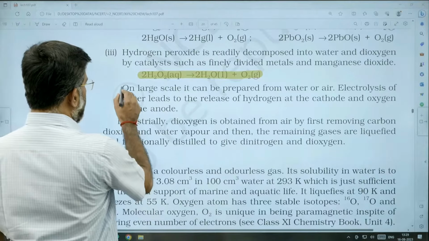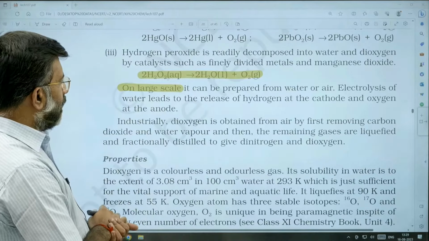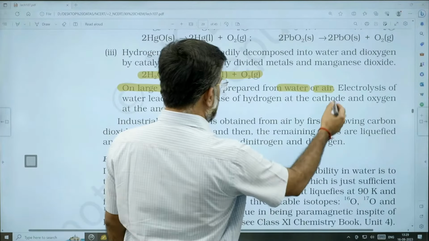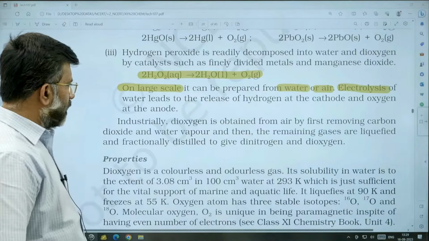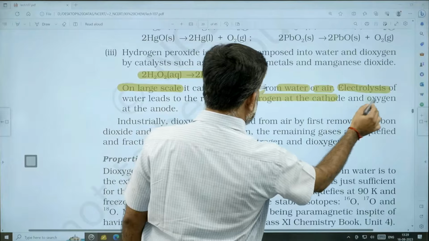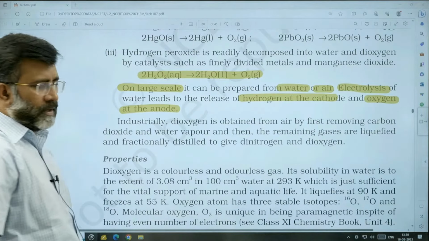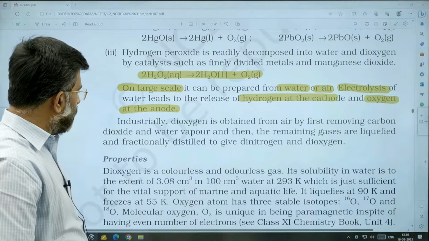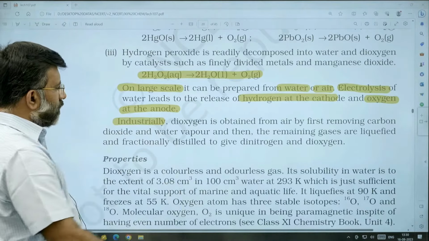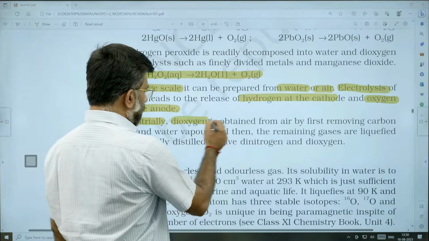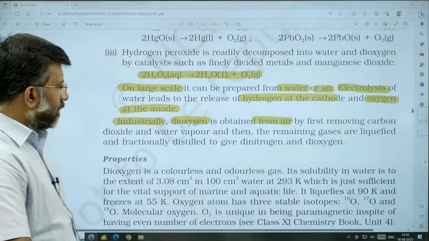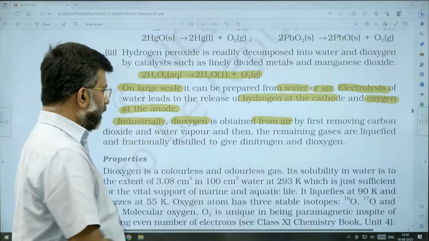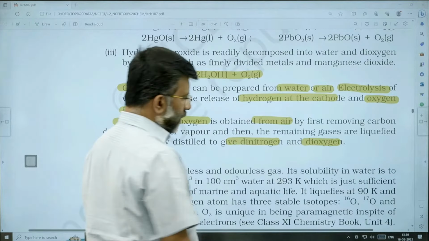While on a large scale, you can get oxygen prepared from water or air. By electrolysis of acidulated water, you can get hydrogen at the cathode and oxygen at the anode. Commercial or industrial dioxygen is obtained from air, first removing carbon dioxide and water vapor, and then the remaining gases are liquefied and fractionally distilled to give dinitrogen and dioxygen.